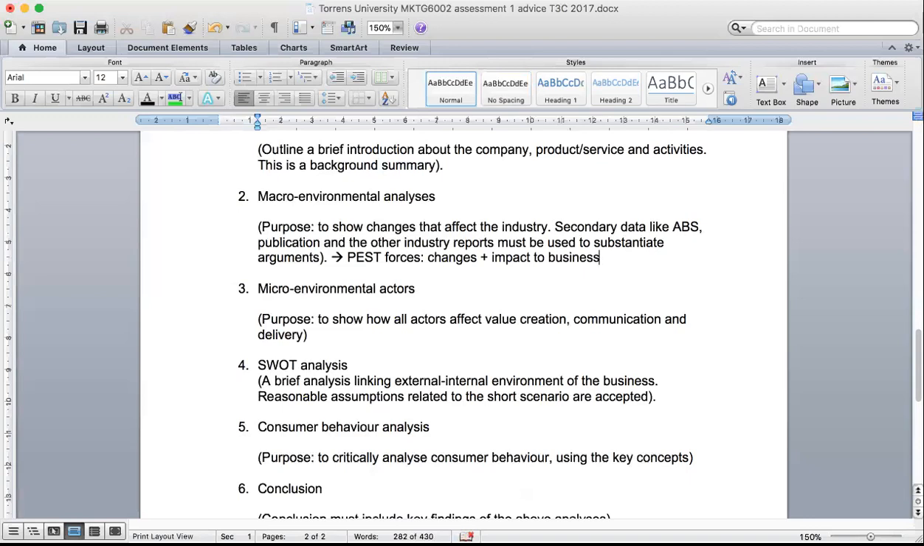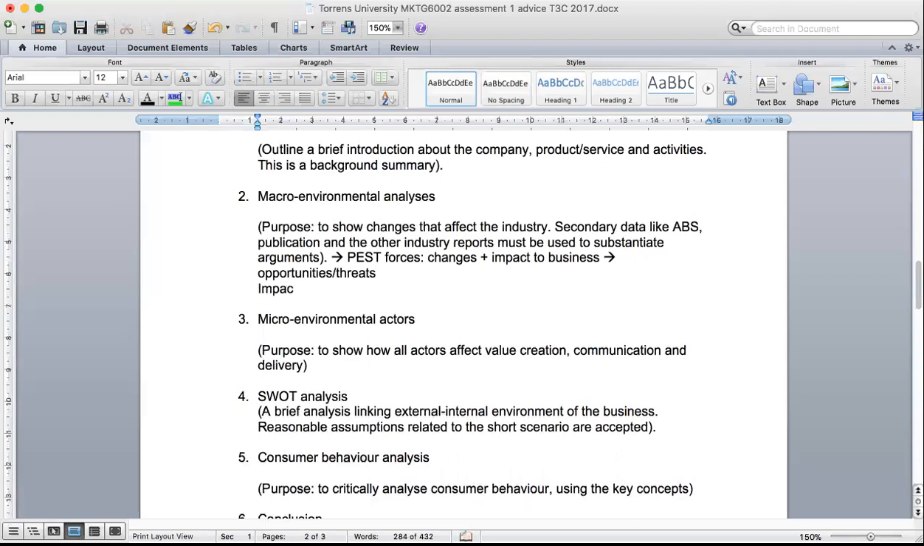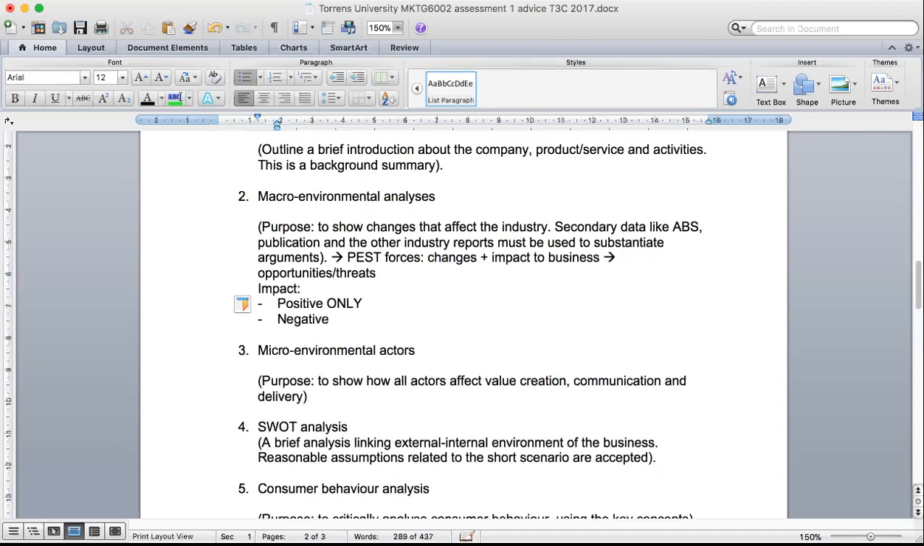And the macro environmental analysis here, again, is related to the opportunities and threats if you refer to SWOT analysis, okay? Because the impact can only be positive, okay, or negative. Okay, can be both, can be neutral. We are going to discuss this in environmental scanning next week.